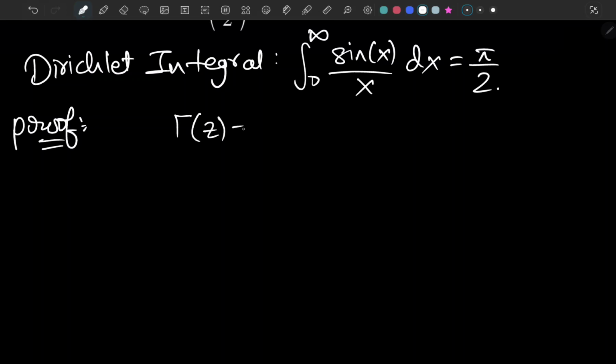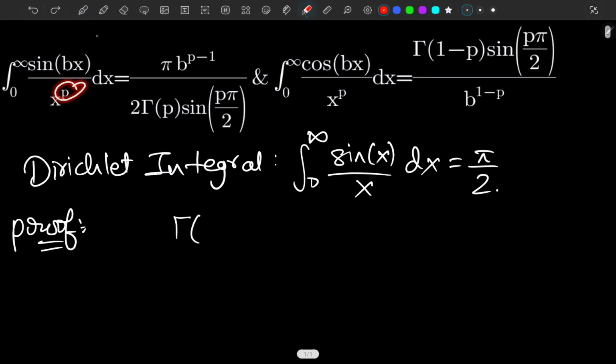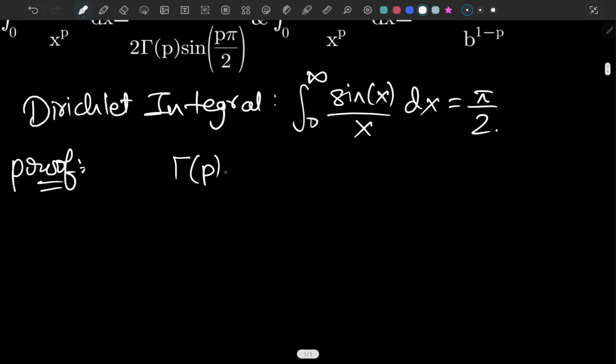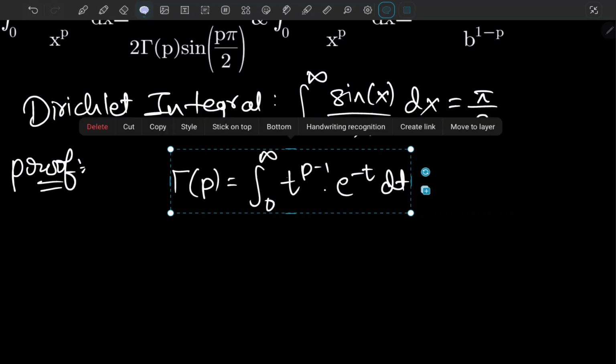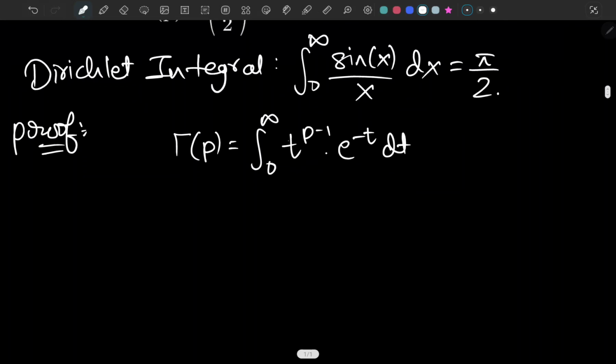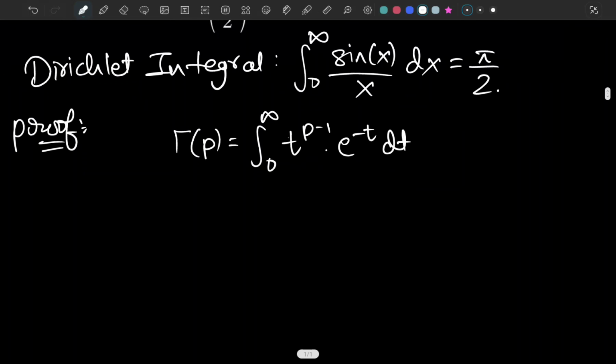Let's talk about gamma of p, because I have used some p's here. We know that gamma of p is the integral from 0 to infinity of t to the p minus 1 e to the negative t dt. This is the gamma function, and I have made an introductory video on this as well, so if you want, you can check that out. In that video I have proved this equals p minus 1 factorial, but we don't need to talk about this in this video.